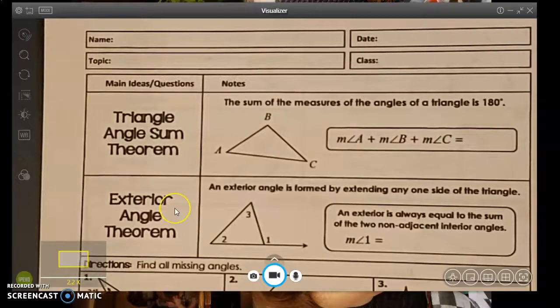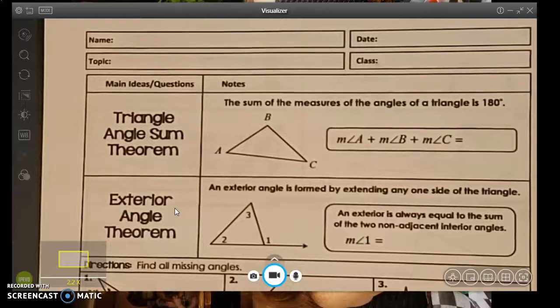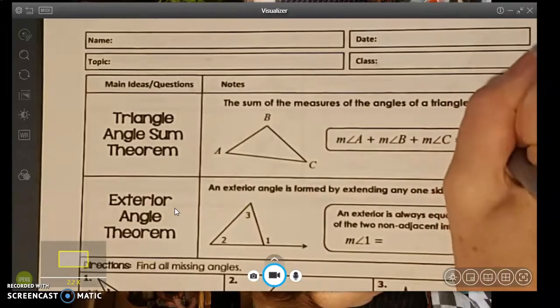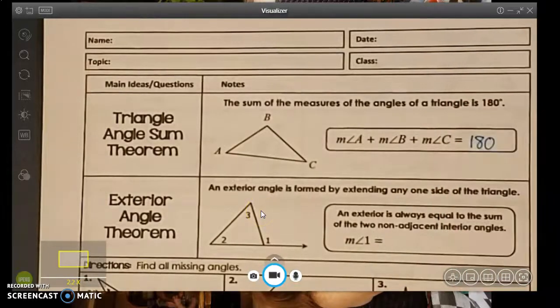Triangle angle sum theorem. So remember that the triangle angle sum theorem states that the measure of all the angles in the triangle add up to 180 degrees. So if you take the measure of angle A, the measure of angle B, and the measure of angle C and add them together, it'll be 180 degrees.